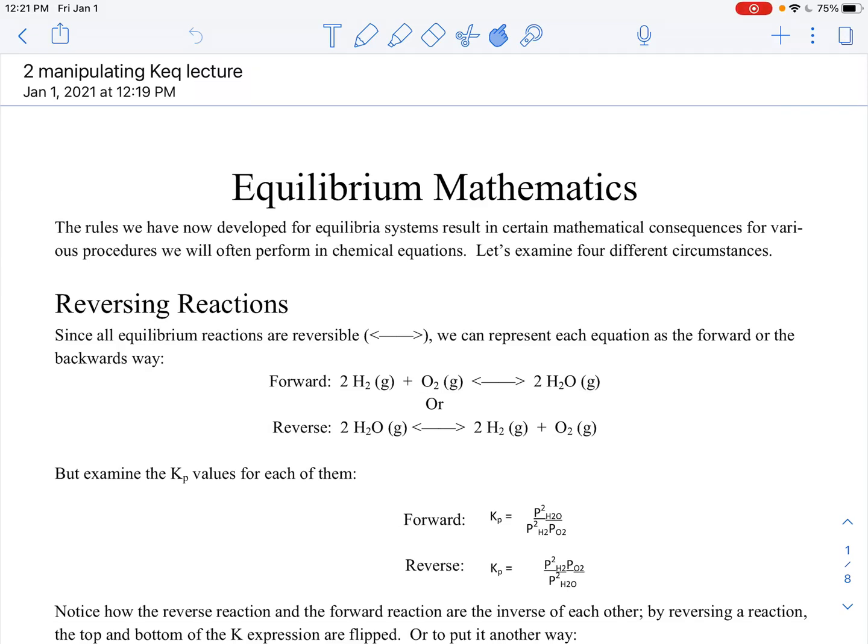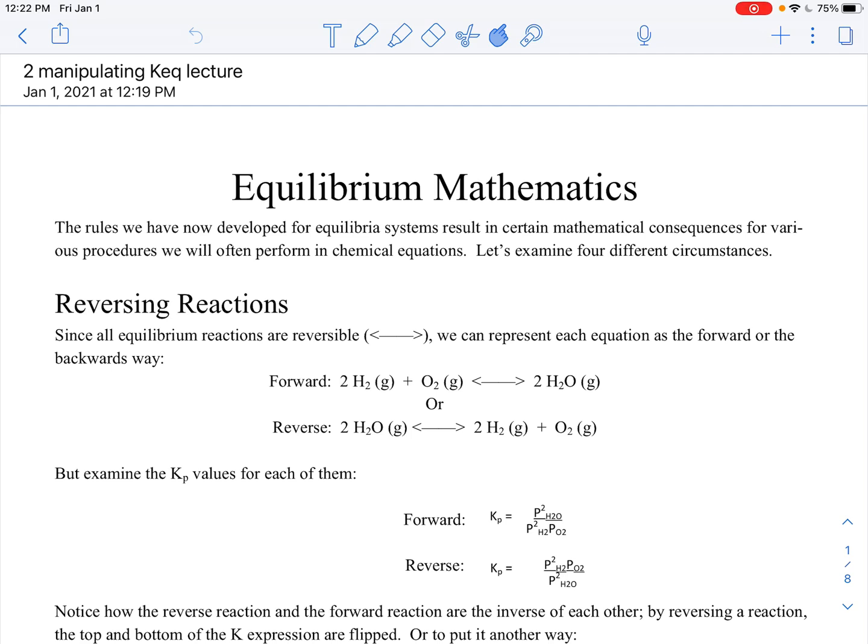Okay, guys, here we are with section 2, which is manipulating KEQ. If you think back to the thermodynamics and the electrochemistry unit, we've got all sorts of things where we are going to find ourselves in a situation where we're going to have to, for example, flip an equation backwards. All right, happens all the time.